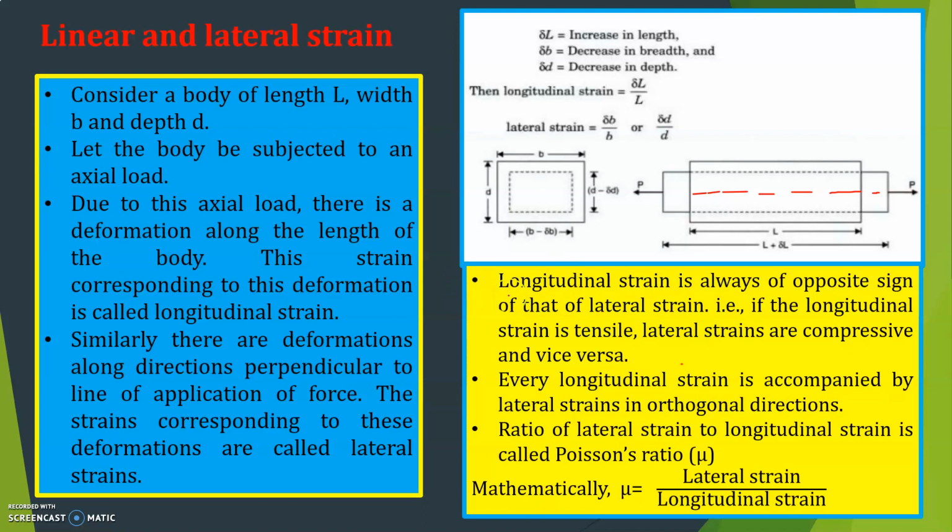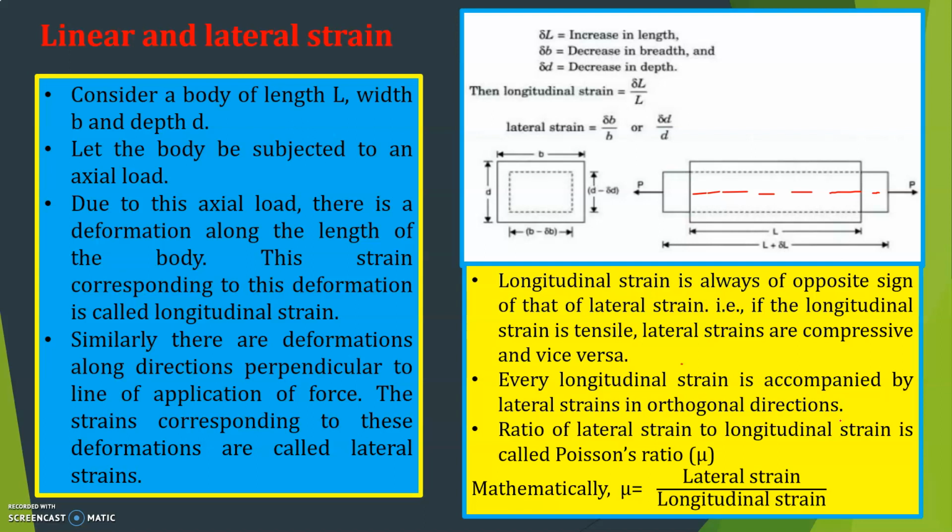Longitudinal strain is always of opposite sign to that of lateral strain. If the longitudinal strain is tensile, then lateral strains are compressive, or vice versa: if the longitudinal strain is compressive, then lateral strains are tensile. So it is always opposite in sign. Every longitudinal strain is accompanied by lateral strains in orthogonal directions, meaning in the perpendicular direction, at right angles to that direction.